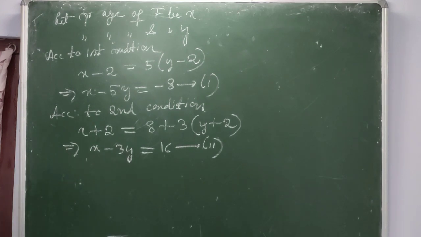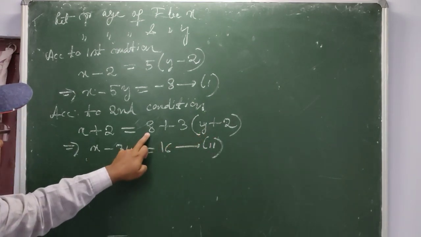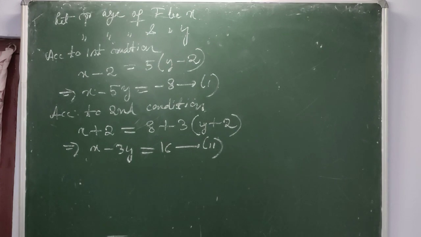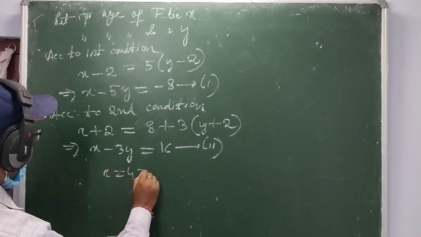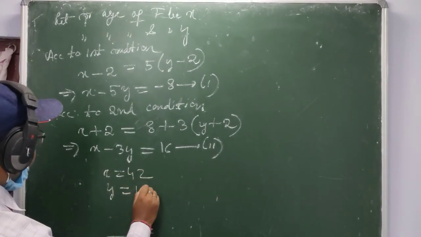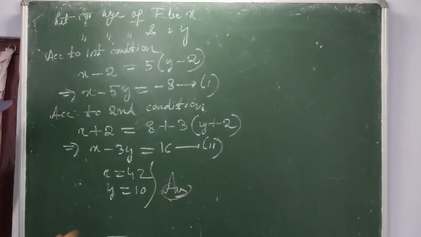Now if you solve this, 3 twos are 6, 6 plus 8 is 14, yes. If you solve this, then you will get father's age, x, which is 42, and y equal to 10. This is your answer. Don't write as x and y. Ultimately, you have to write it as father's age and son's age.